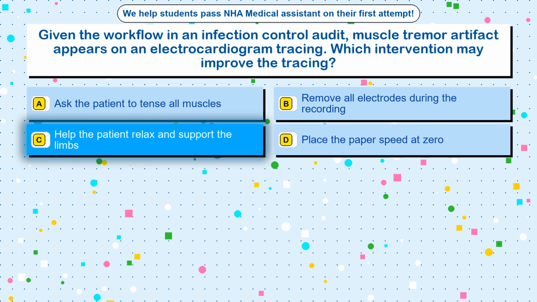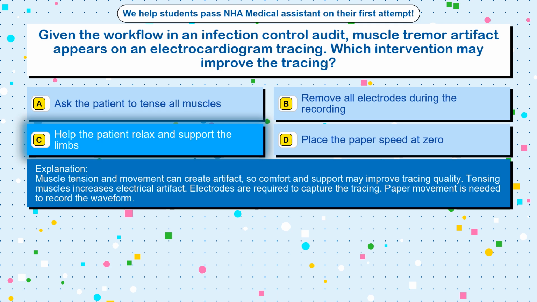The correct answer is option C, help the patient relax and support the limbs. Muscle tension and movement can create artifact, so comfort and support may improve tracing quality. Tensing muscles increases electrical artifact. Electrodes are required to capture the tracing. Paper movement is needed to record the waveform.